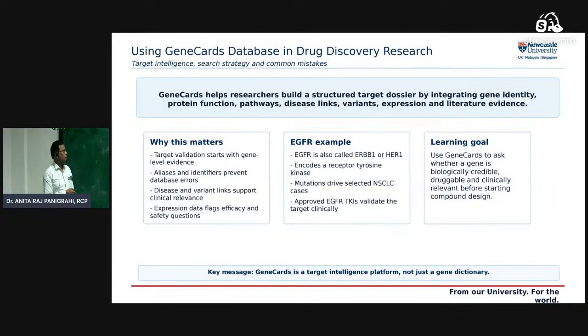Then the EGFR example. EGFR is also called by these other names. So when you are searching the literature, you should search for EGFR, ERBB1 and HER1 all together. Nowadays people say that we can use AI. Yes, we can use AI, but if you put only EGFR, it won't search for these other names. That's why when we write a prompt using generative AI, we must know what prompt to write. Then, it encodes a receptor tyrosine kinase.